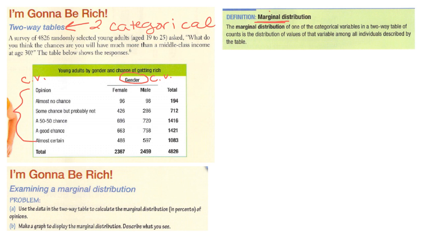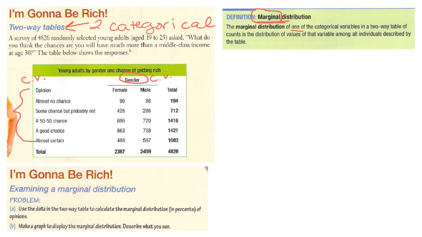So a margin, right? They're going to be on the edges here. That's why it's called our marginal distribution. So the marginal distribution of one of the categorical variables in the two-way table is the distribution of values of that variable among all the individuals described by the table.